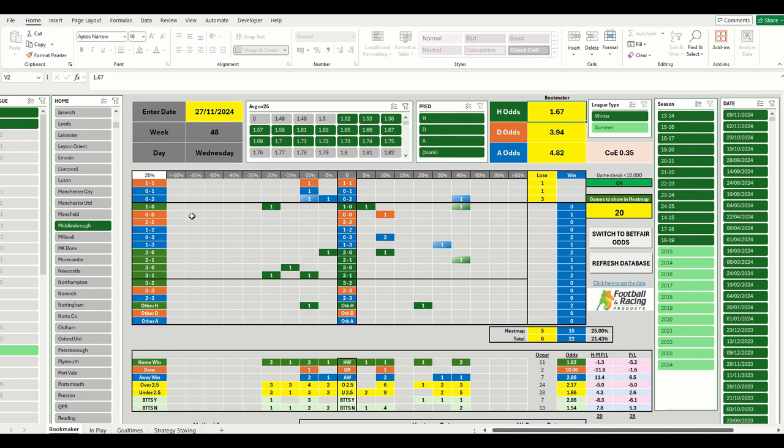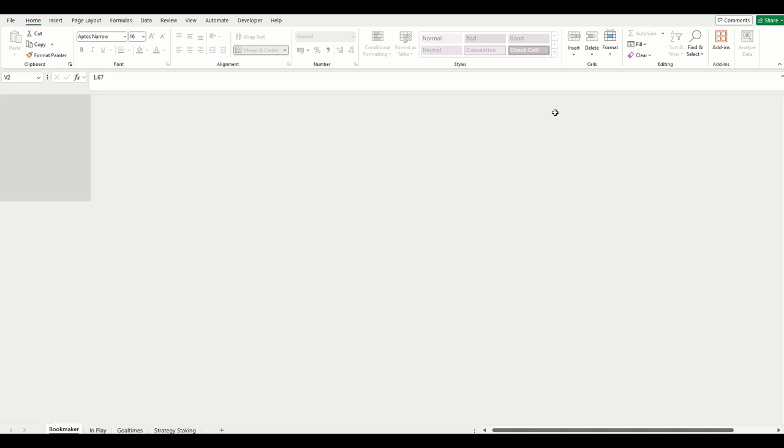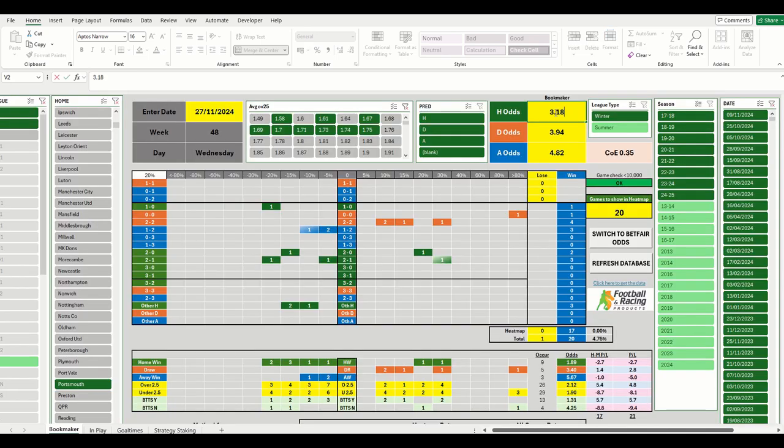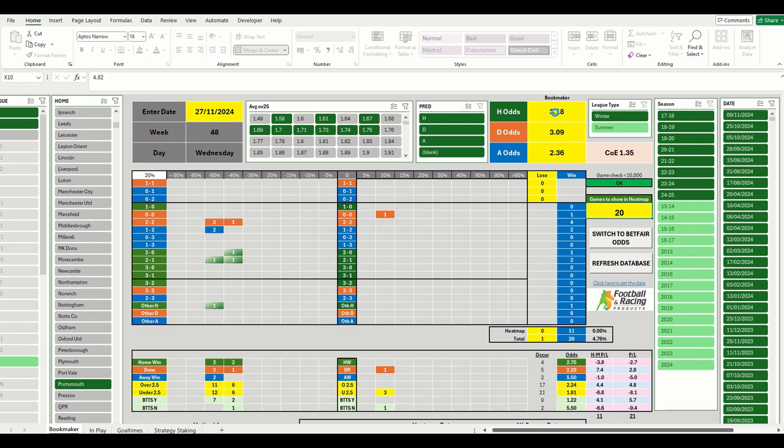Next game, let's have a look. Who have we got? Portsmouth, Millwall. Could be tasty, can it? Portsmouth, Millwall. Millwall are the favourites here, but odds against. So let's have a look at Portsmouth when they've been priced 3.18, 3.09 the draw, and 2.36 the away win.